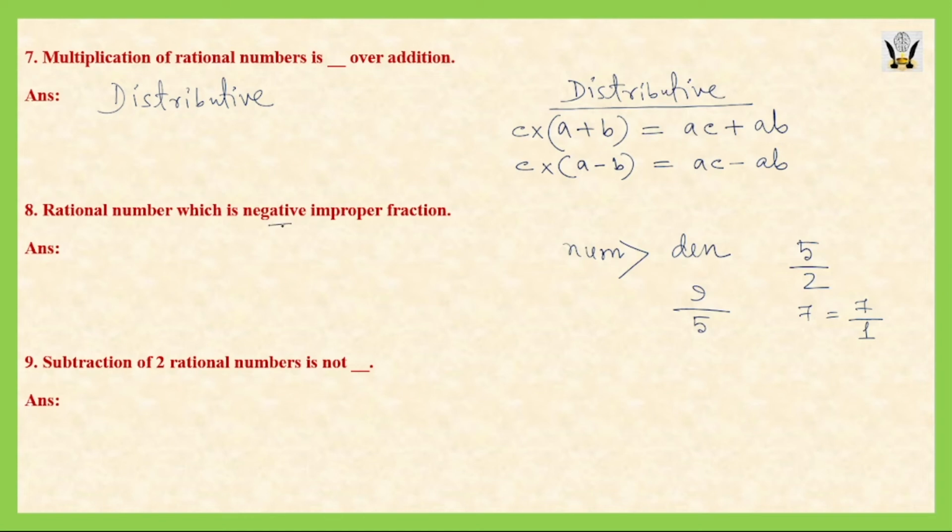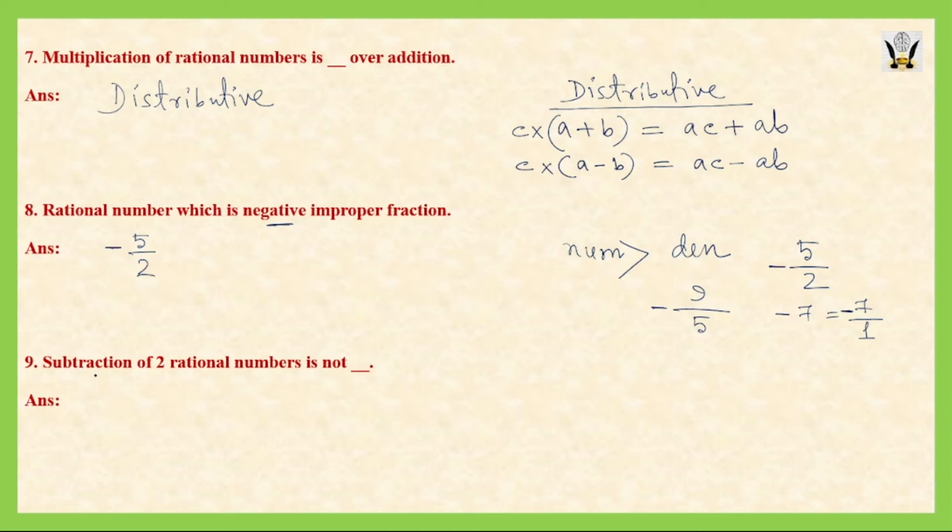So all these are improper fractions where the numerators are greater than denominators, and we have to take a negative improper fraction. So with all these numbers, if we add a negative sign, then they will be examples of negative improper fractions. So we can choose any of them. Suppose I choose minus 5 by 2, then this is a good example of a negative improper fraction. Let's move on to the next question.